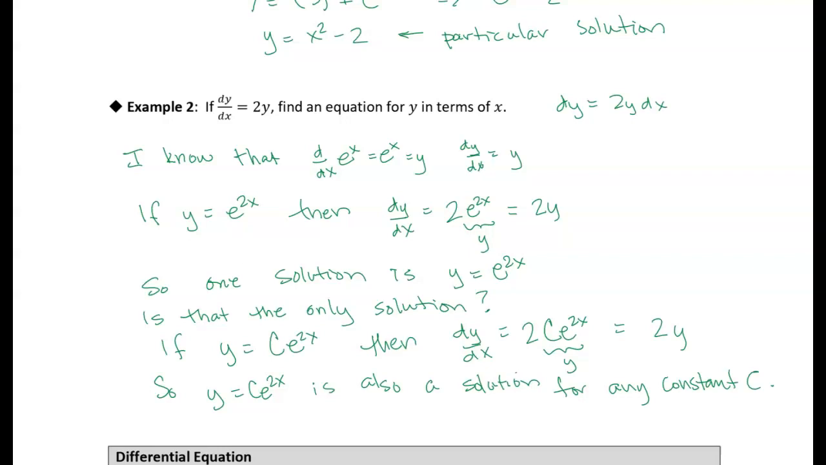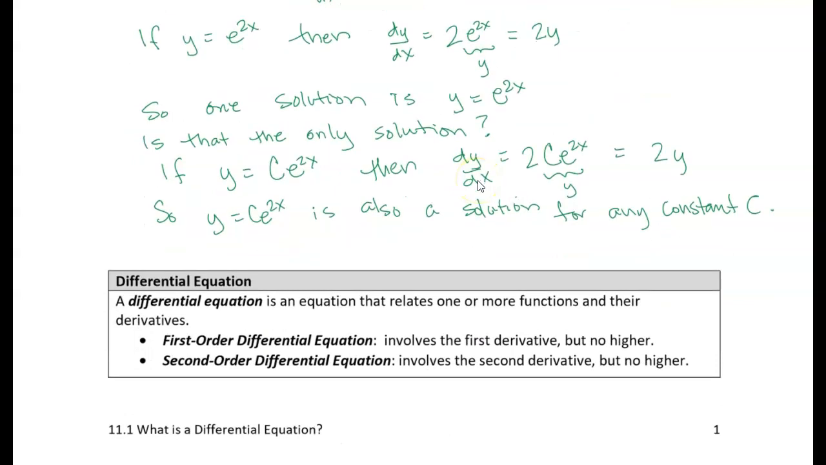But at least we found a couple of, well, actually this is the same solution, only c is 1. So we found more than one solution. That's good, but we don't know if that's still the only one. We just had to do it by guess and check. So congratulations, you have just solved your first differential equation.